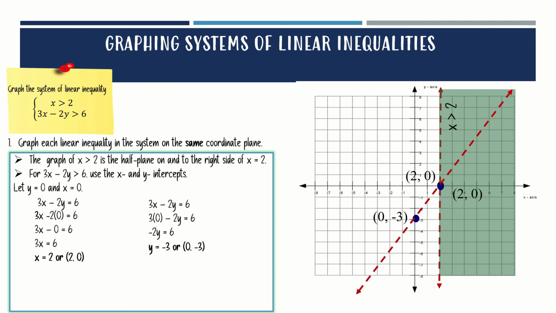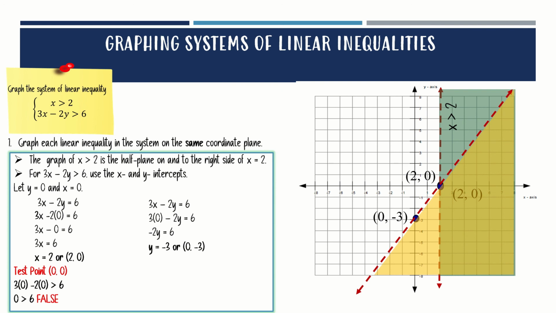For the shaded region, we will use the test point 0, 0. Substitute it into the inequality. We have 3 times 0 minus 2 times 0 is greater than 6. The result is 0 is greater than 6. And 0 is greater than 6 is false. Therefore, we have to shade the region opposite the test point, and that is the region with yellow shade.